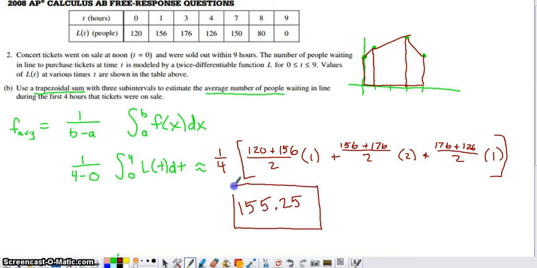It seems to make sense to say about 155.25 people were waiting in line, because we see a value smaller than that, another value smaller than that, a value considerably larger than that, and then a value that's right near that number. So that makes sense, and we'll do parts C and D in the next video.